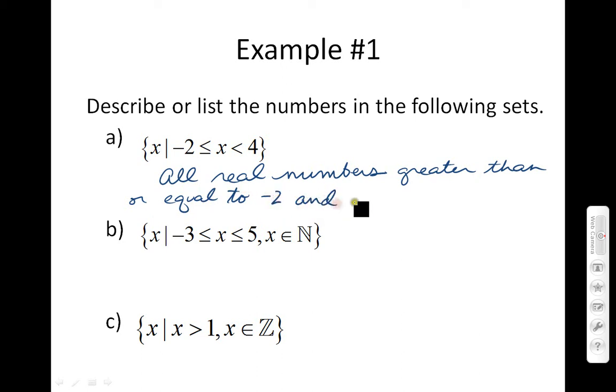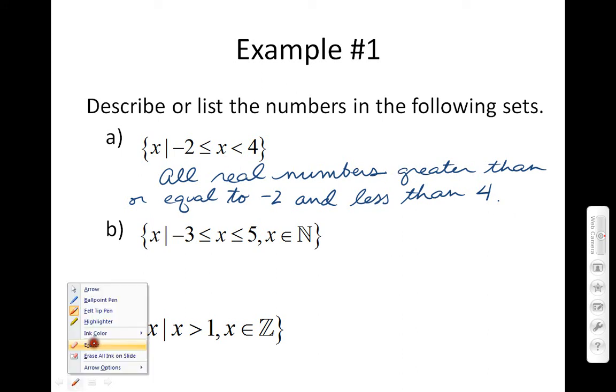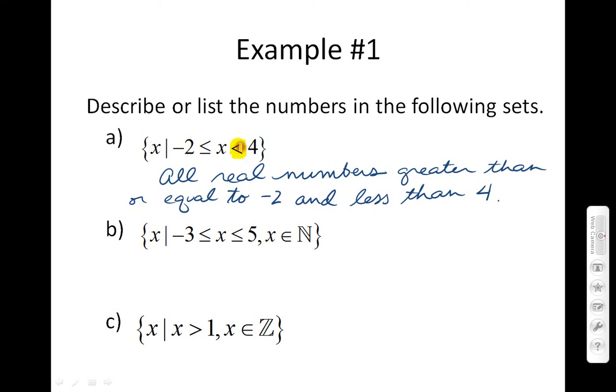and less than 4. Notice I didn't put or equal to because the symbol doesn't have the bar underneath it. It just says less than 4. But for the other part of the interval, -2 less than or equal to x, so I needed to make sure that -2 is included in that set.